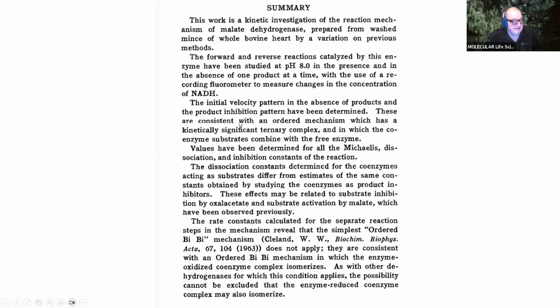So they say they looked at product inhibition, initial velocity patterns in the absence of products. And I'll give you a simplified theory to think about that in a minute, and then the product inhibition patterns. They say these are consistent with an ordered mechanism which has a kinetically significant ternary complex in which the coenzyme substrate combines with free enzyme, and we'll talk about the significance of that. And then they determined all their Michaelis-Menten Km values, and you can get inhibition constants and dissociation constants.